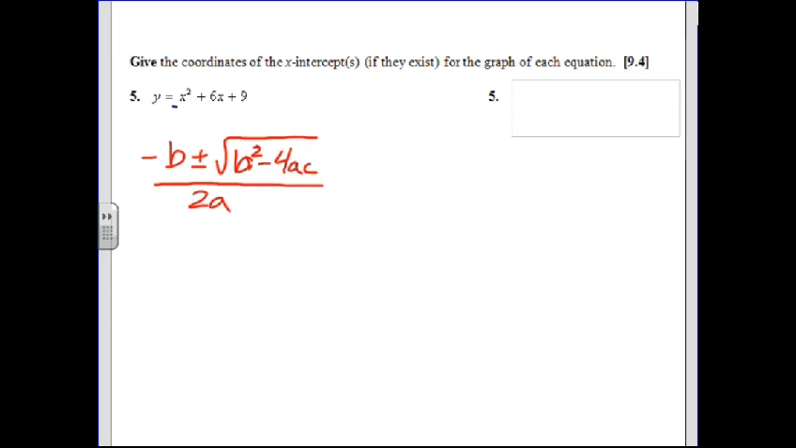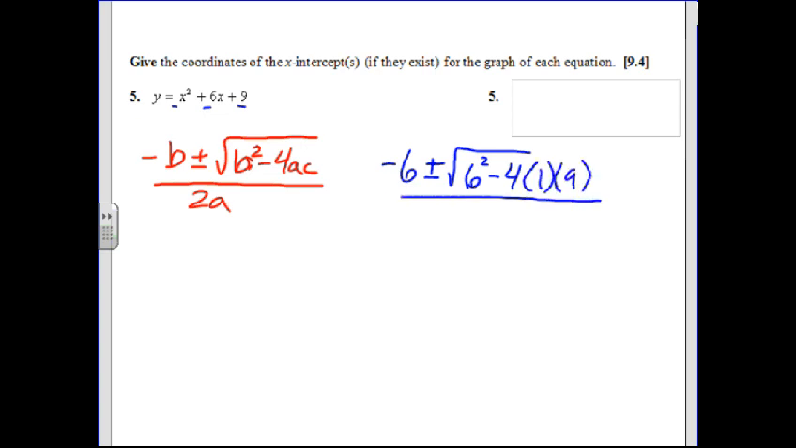A is 1, B is 6, C is 9. Plug it into the formula. And here's what we get. We get -6 plus or minus square root 6 squared minus 4 times 1 times 9. Everything divided by 2 times 1. Begin by squaring the 6 right here. 6 times 6, 36. Then 4 times 1 times 9. 4 times 1 is 4. 4 times 9, 36.